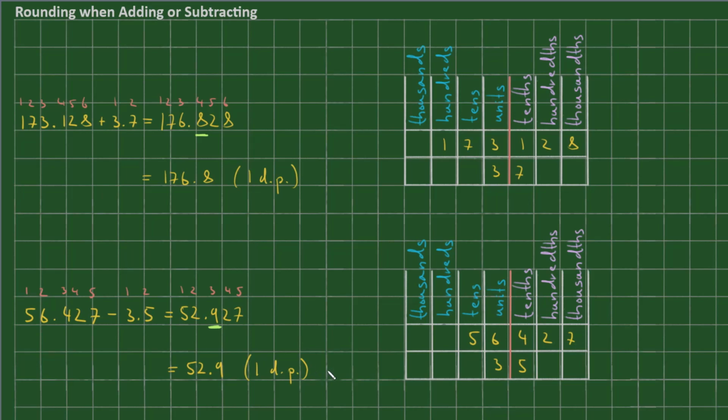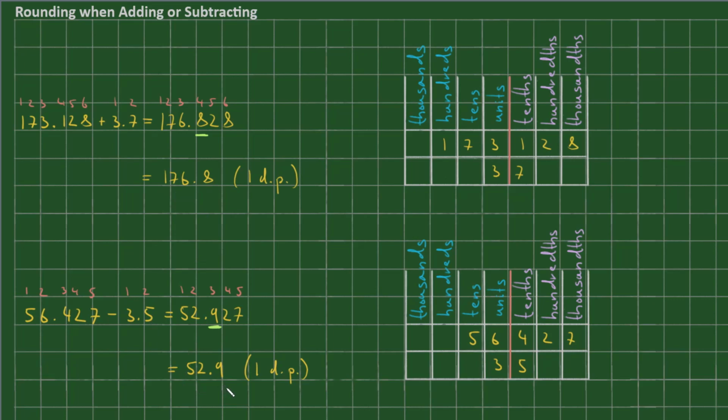So rather than using this table on the right, there is a bit of a shortcut when it comes to the rounding of additions and subtractions when dealing with numbers that have decimal places. And the shortcut is essentially this. The result should have the same number of decimal places as the value with the least number of decimal places. So in both of these cases, the value with the least number of decimal places had only 1 decimal place, and therefore the results were rounded to 1 decimal place as well.